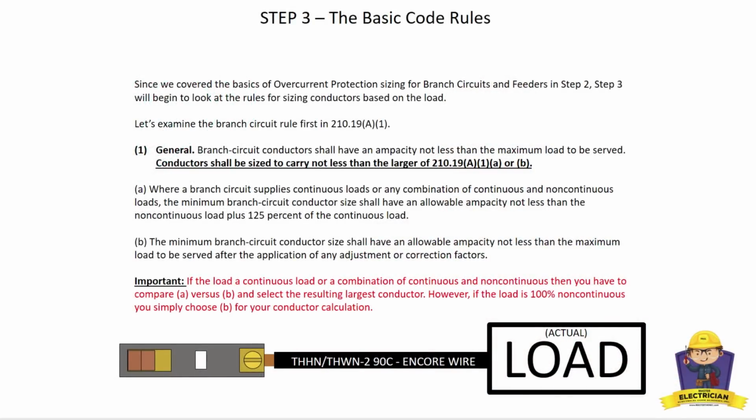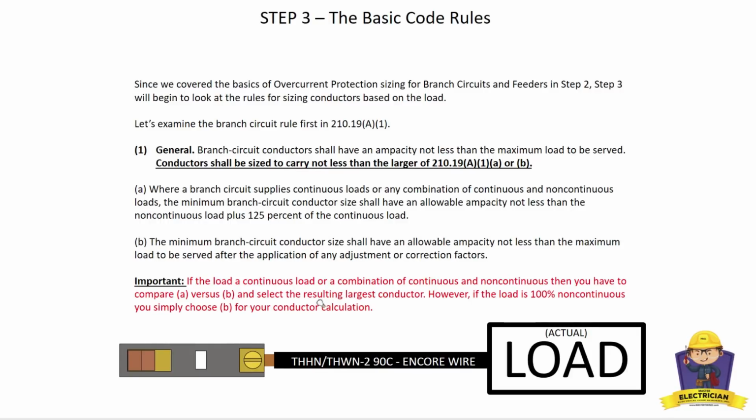So I just wanted to give us some guidelines of where we're dealing at. So this is A, and this is B. We'll look at each one individually, but important, if the load is continuous or a combination of both continuous and non-continuous loads, then you have to compare A versus B. And this is the same for a feeder, just incidentally, so don't get lost just because we're talking about branch circuits here. It has to be the larger of comparing A to B, and select the resulting largest conductor. However, if the load is 100% non-continuous, then you simply would go to B, and that would be your option here. Then you would apply your adjustment and corrections from the 90 C column.